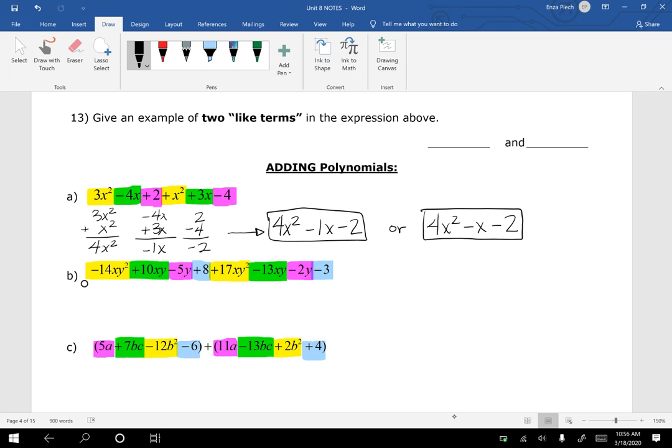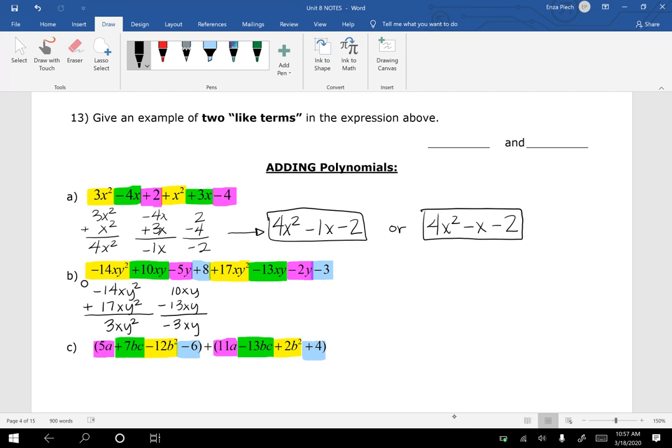Letter B, we've got negative 14xy squared. And we are adding 17xy squared to that value. We end up with 3xy squared. Green terms are next. 10xy minus 13xy. I'm going to end up with a negative 3xy.